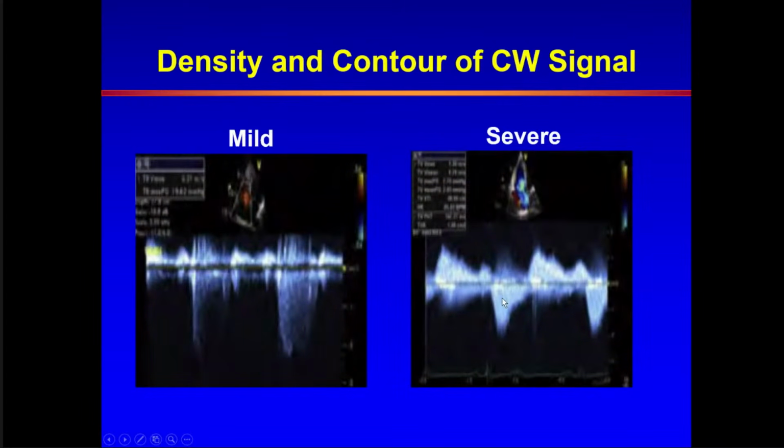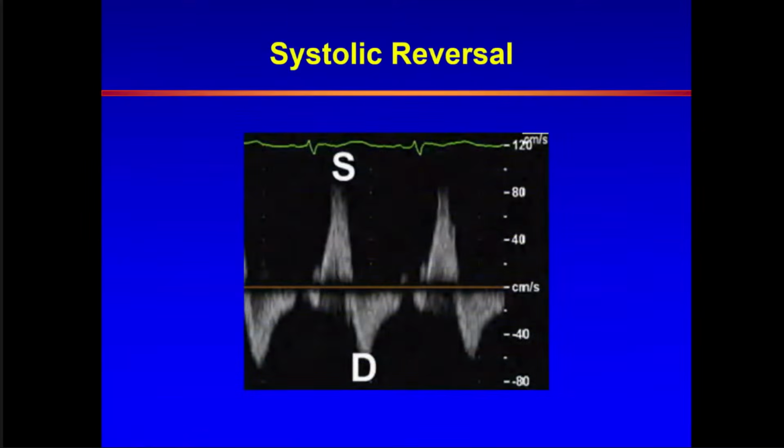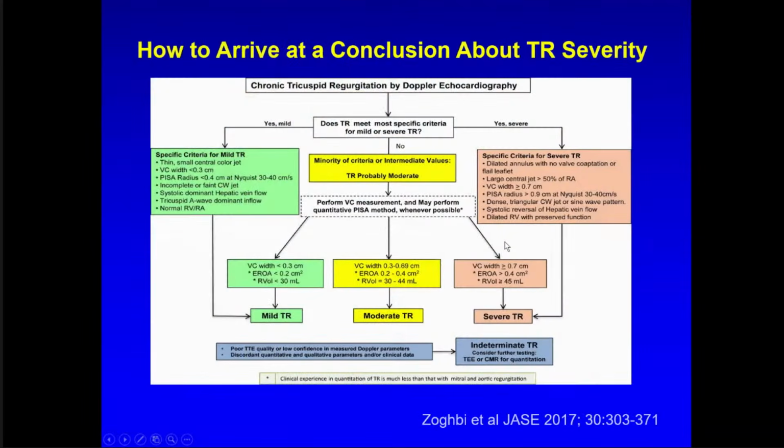Here, what gives away the severity is the brightness of the signal, very similar to that of the tricuspid inflow, telling us that the number of red blood cells reflecting the tricuspid regurg signal are very similar to those crossing the valve in diastole. And notice the early peaking because of the rapid equalization of the right atrial and right ventricular systolic pressures. Hepatic venous flow showing systolic reversal. This is a very useful finding, and that's a summary of the ASE approach.